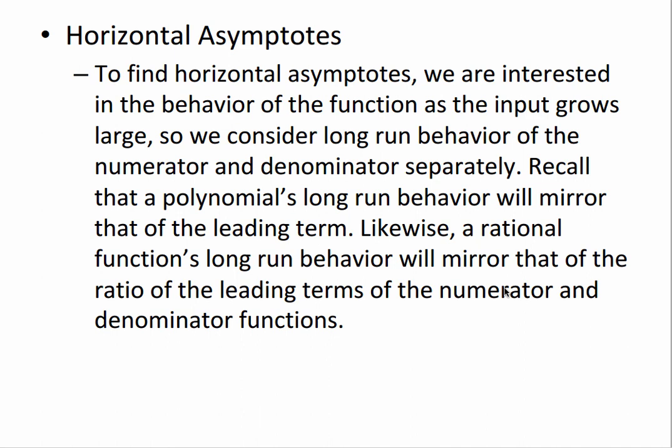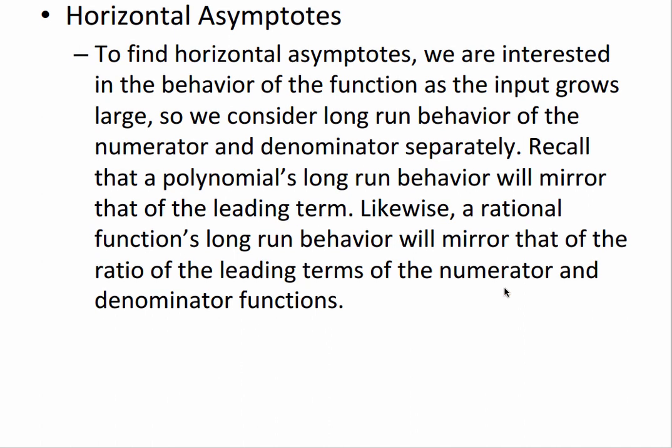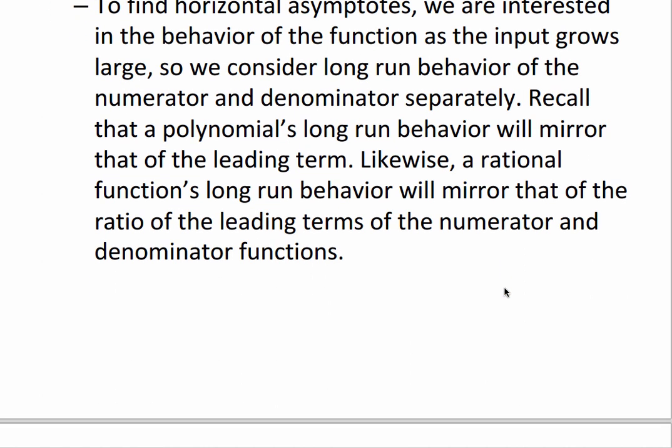All right, cool beans. So we've talked about vertical asymptotes. Let's talk about horizontal asymptotes. To find a horizontal asymptote, we're going to be interested in the long-term behavior of the function. In other words, what happens as x values get really big. So recall that a polynomial's long-term behavior is mirrored by that of the leading term. In other words, we know what the leading term is, we know what the long-term behavior of the polynomial is going to be. Well, likewise, with the rational, the function's long-run behavior is going to be mirrored by the ratio of the leading terms of the numerator and the denominator function. So let me just give you an example of what that means.